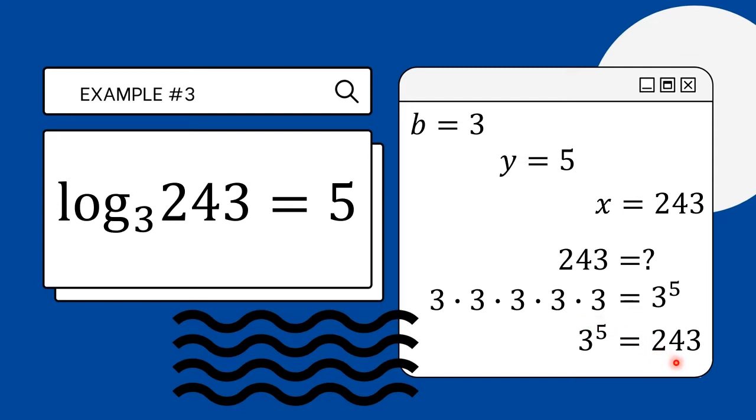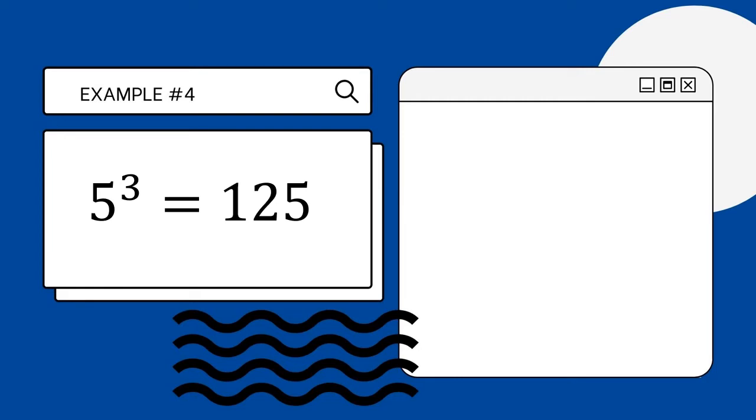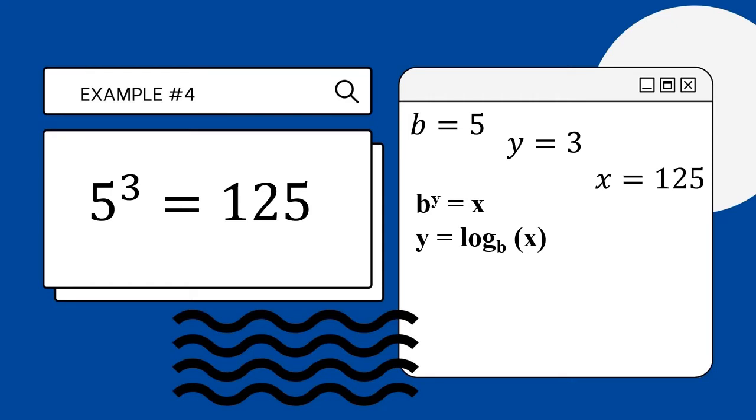For the fourth example, we have 5 raised to 3 is equal to 125. This time, we'll make it a logarithm. We have the base 5, y is equal to 3, and then x is equal to 125. Remember, we have b raised to y, which is equal to x, as our y is equal to logarithm of x base b. To simplify that, let's find out our y, which is 3, and then substitute x. So we have logarithm of x, which is 125, base b, which is 5. So that will be 3 is equal to logarithm of 125 base 5.